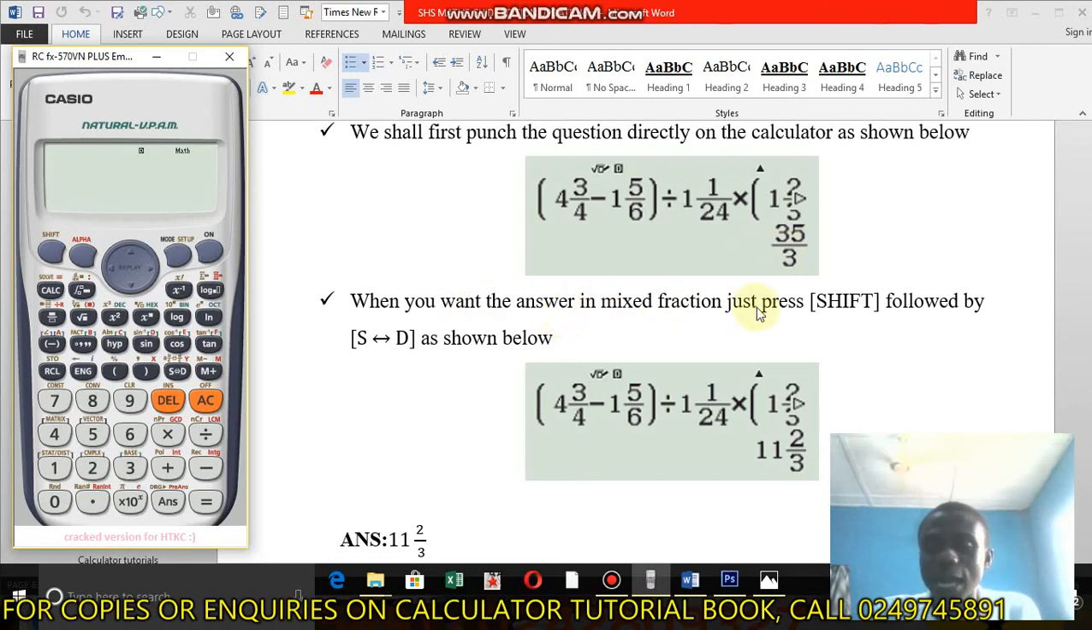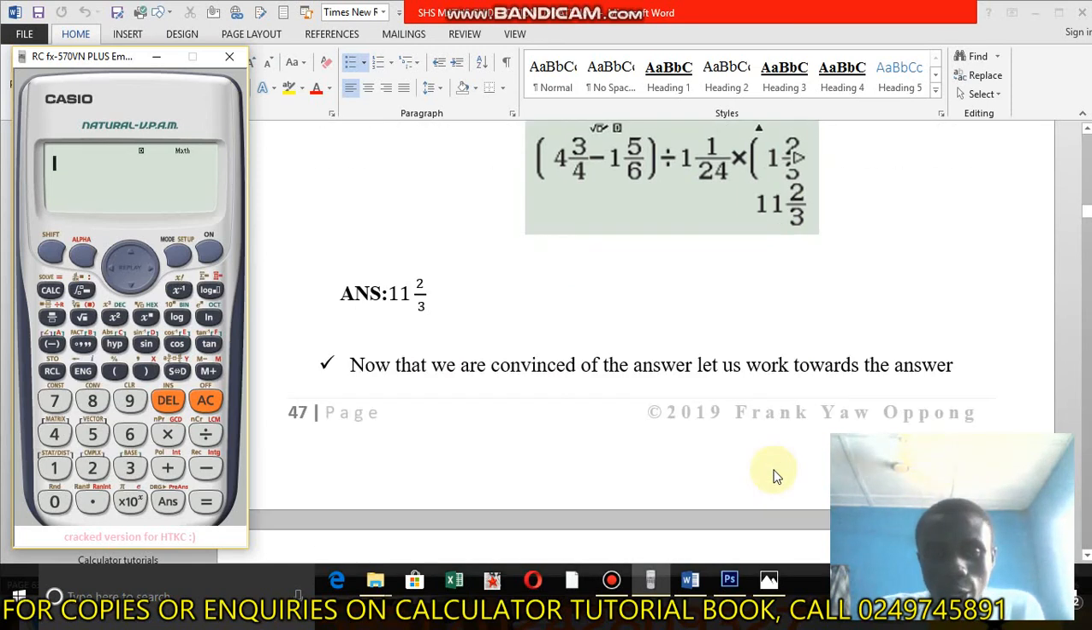When you want to answer in mixed fraction, just press Shift followed by SD as shown below. We learned it in our previous video. You just press Shift, then SD. It will convert this improper fraction to a mixed fraction for you. Okay, so there's the answer.